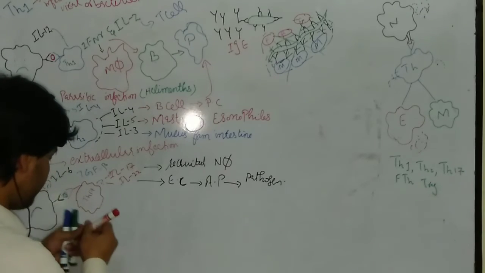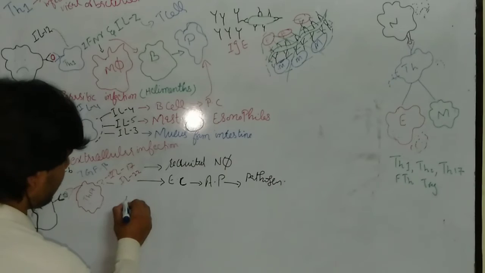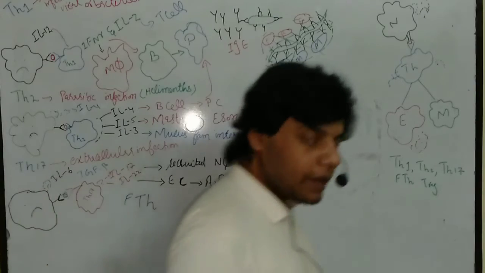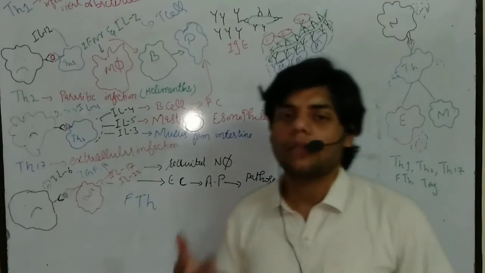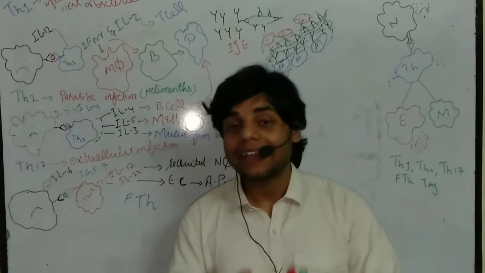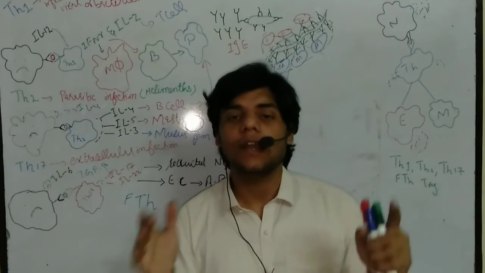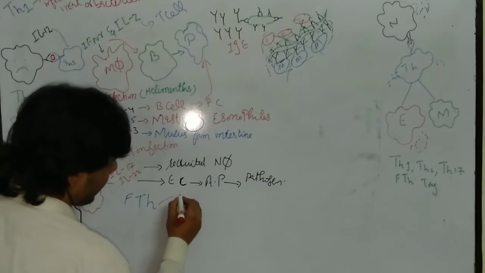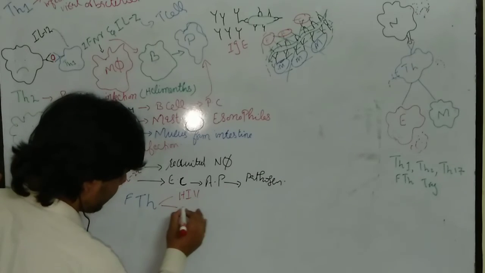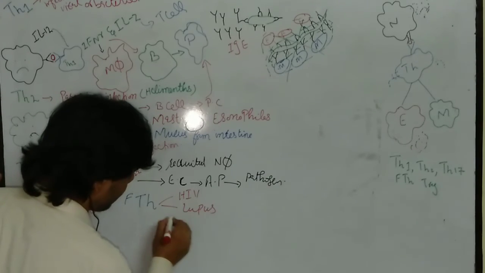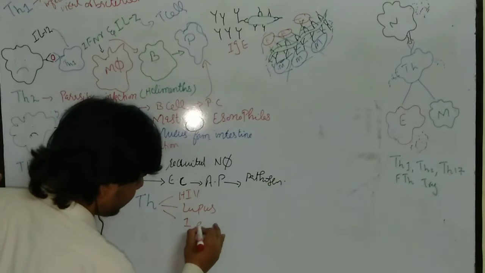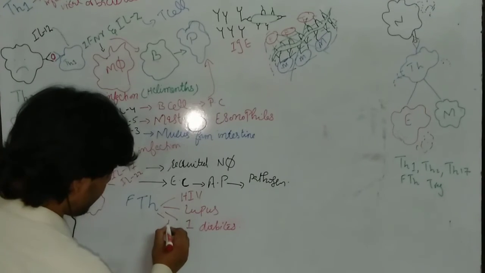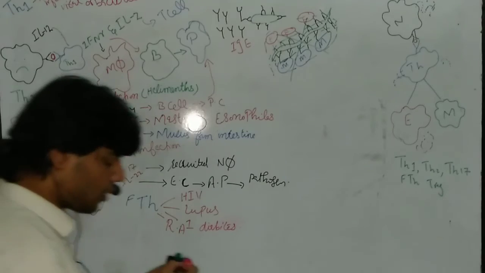So let me explain here. Follicular T helper cell is also a type of helper T cell which will be activated against HIV infection, or we can say lupus, diabetes. Let me write, it will be activated in different kinds of infection like HIV, lupus, type 1 diabetes mellitus, and rheumatoid arthritis, means against autoimmune disease.